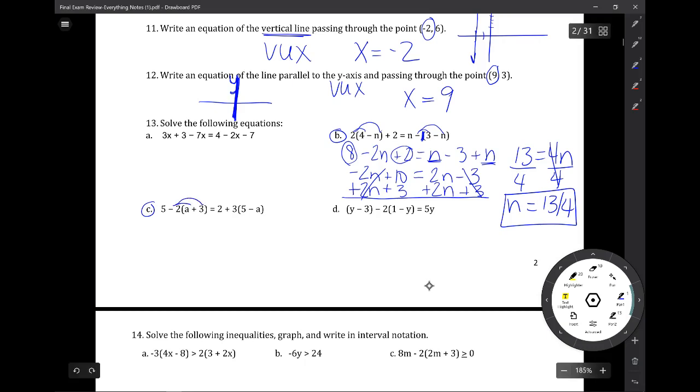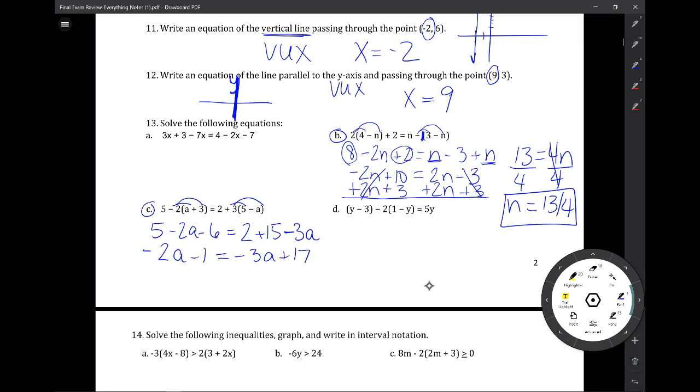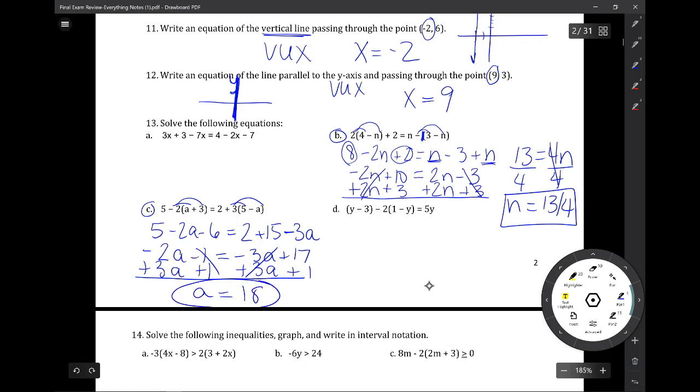So let's try letter C, kind of the same idea. I'm going to distribute. So distribute that -2, so it becomes a -2a, a -6, and then a +15 minus 3a. Same idea, combine whatever like terms you can. So -2a minus 1 and -3a plus 17. This one does turn out to be a nicer answer than the last one did. This time, let's add the 3a to the -2a this time. And if I'm doing that, then in the same line, I can add the 1. So, -2 plus 3 is just 1a, and 17 plus 1 is 18, so that must be my answer.